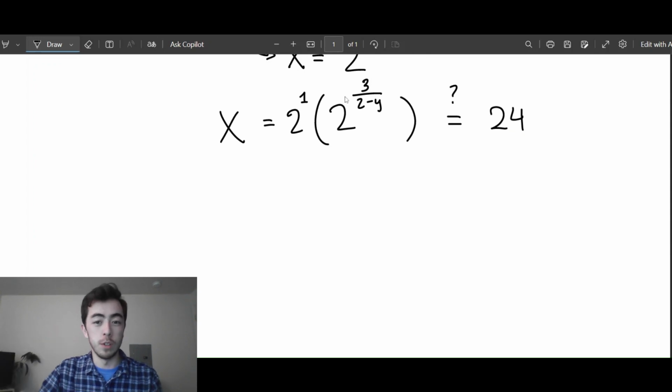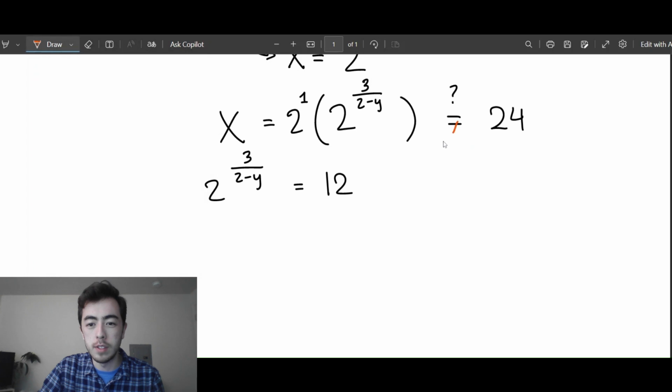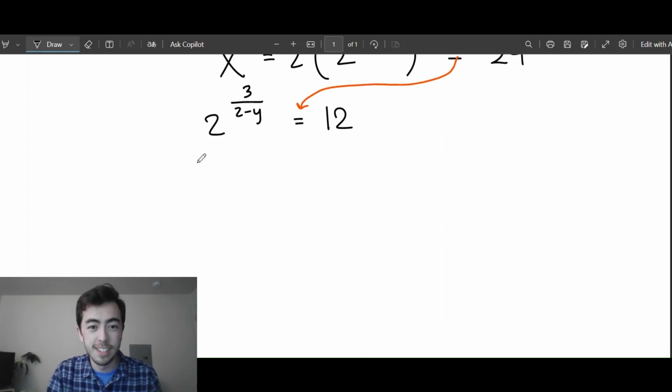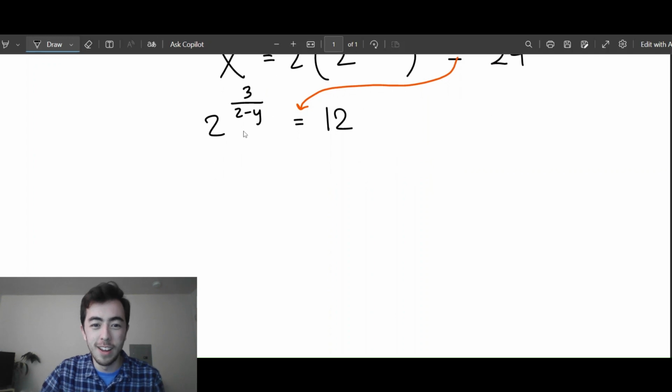But if this is true, that must mean that 2 to the power of 3 over 2 minus y is equal to 12. So I'm taking this hypothesis along and seeing what happens if I claim that this is true. So let's unravel this and then solve for y.